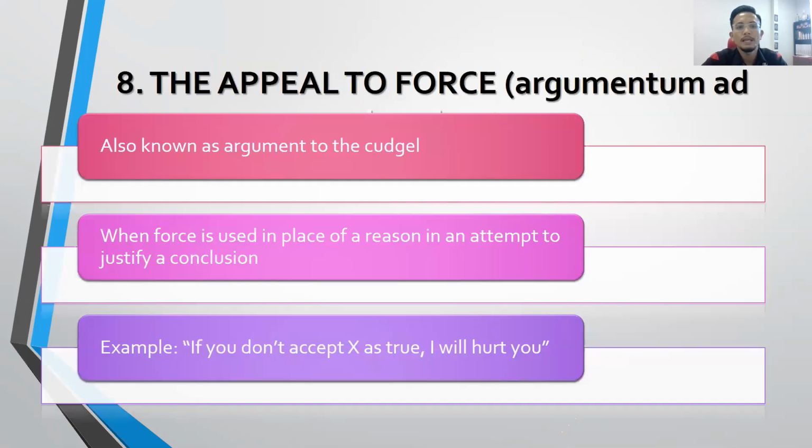So what about number 8? Appeal to force. Appeal to force is more towards the force that has been used to influence someone's decision. So for example, if you don't accept X as true, I will hurt you. Meaning that if you don't follow what I said in front of you, you will get something, which is punishment and everything. So normally, when there is force, someone's decision will be influenced.